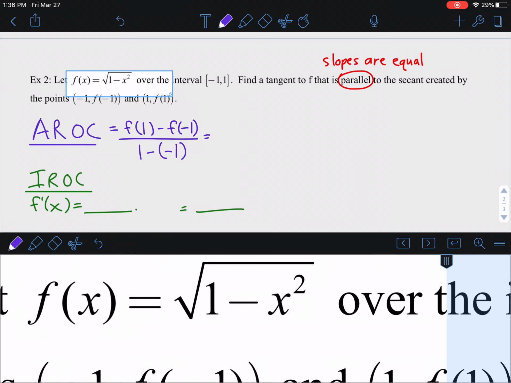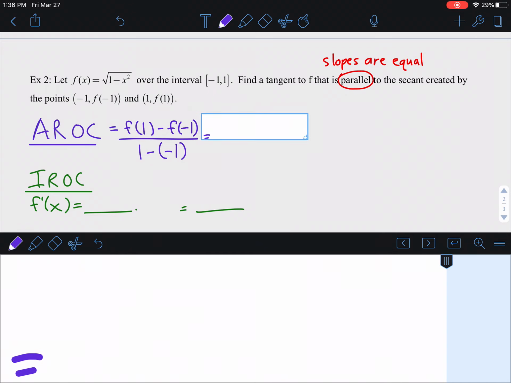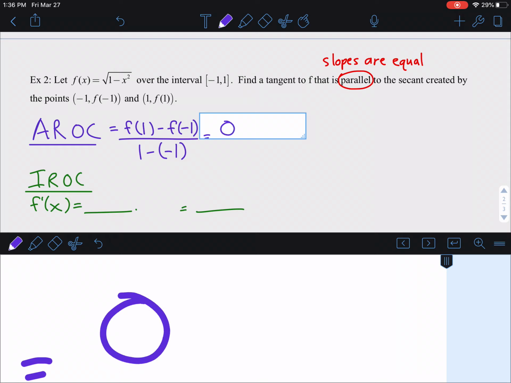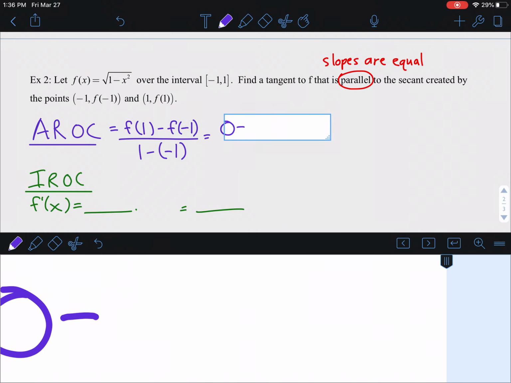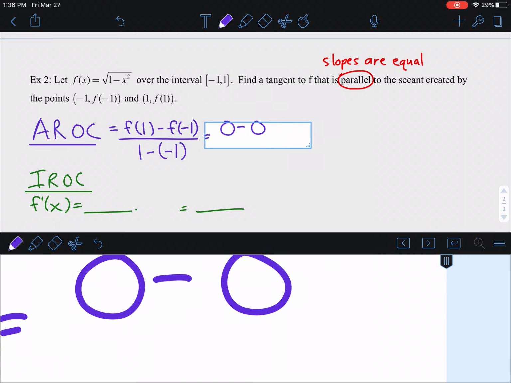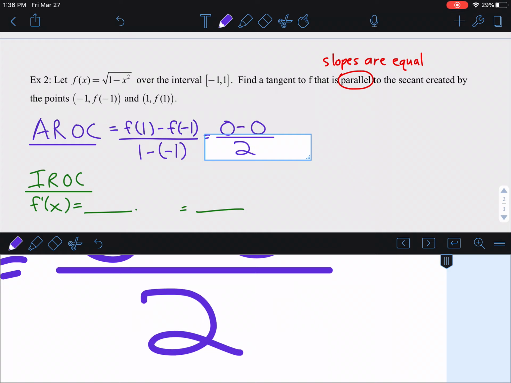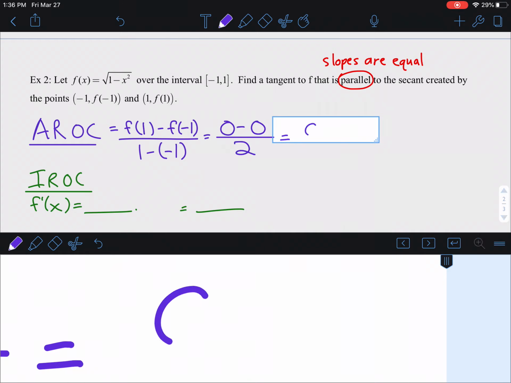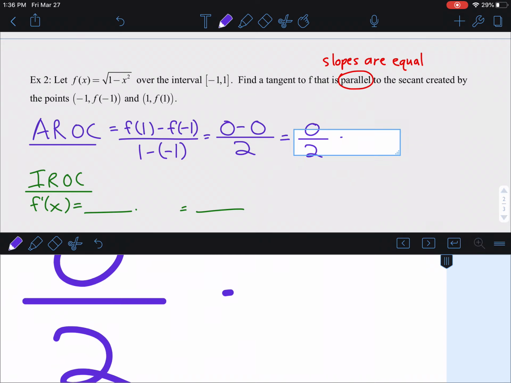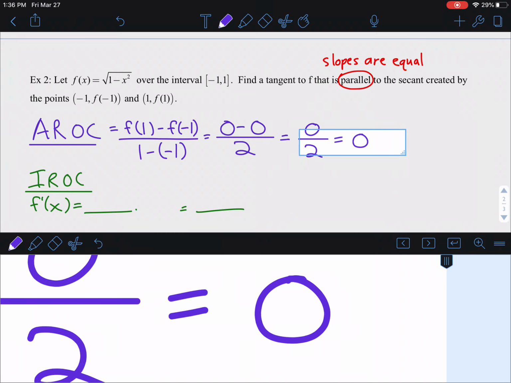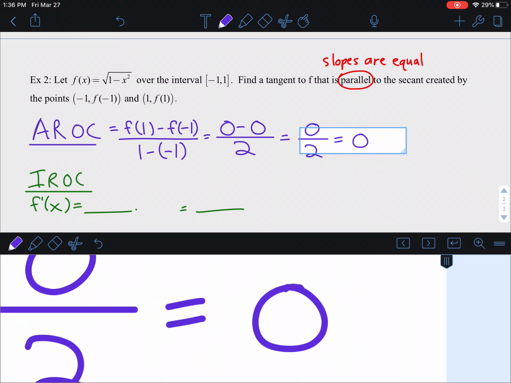So f of 1, plug 1 into the function. 1 minus 1 squared is going to be 1 minus 1, which is 0. Root 0 is 0. Minus, take -1, plug it into the function. We're going to get the same thing. We're going to get 0 all over 1 minus -1, which is 2. And so we get 0 over 2, which is 0. Okay, so the average rate of change here is 0.